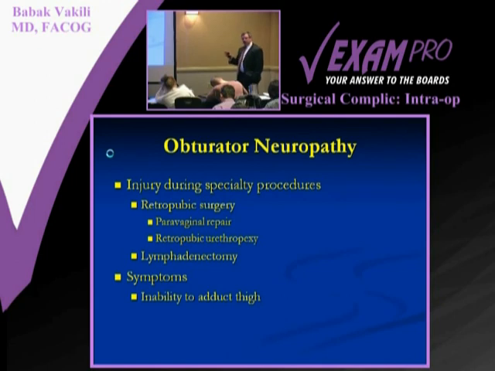But again, the same rules. You can't really EMG the obturator nerve, so you don't get EMGs in these people, but you get them into physical therapy real quickly. And they do recover unless there's a suspected transection, and then you have to get neurosurgery involved.